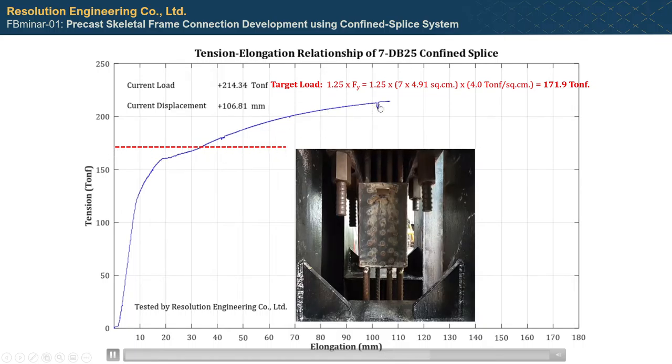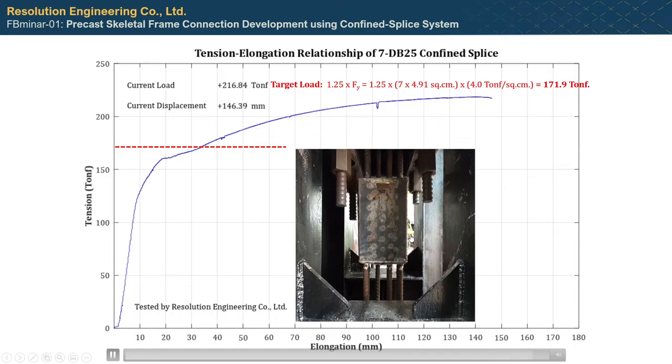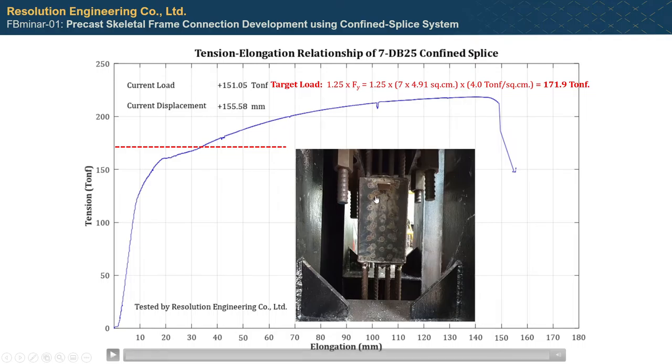The drop is because I paused the hydraulic, so static yielding. Okay, it continues, and the fun part is coming. Yeah, it breaks already. Well, I didn't include the sound in here. Quite interesting, right? We like to hear the failure. Okay, pretty good, right? The 7 DB 25 splice performs very well. We can come all the way to 200 something ton force.